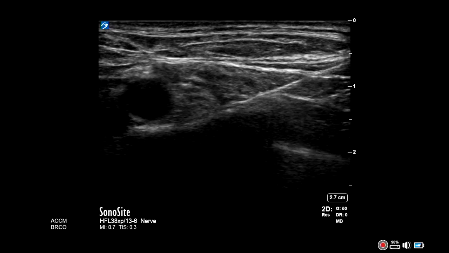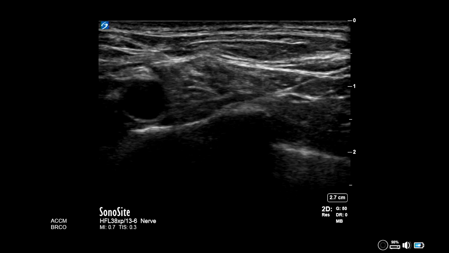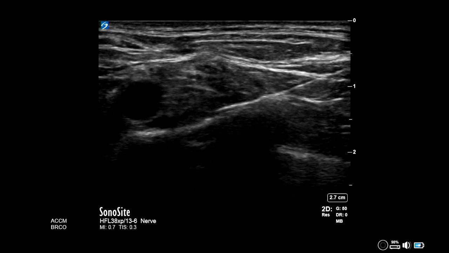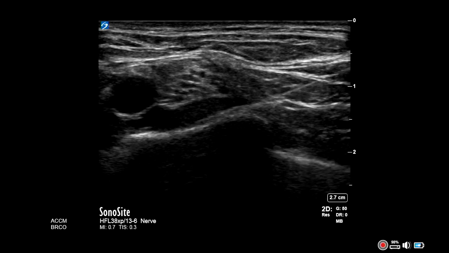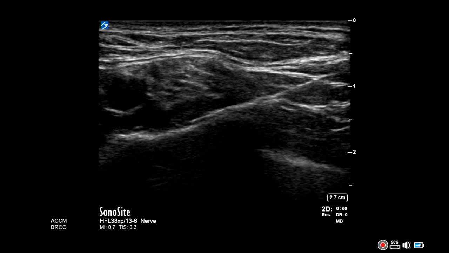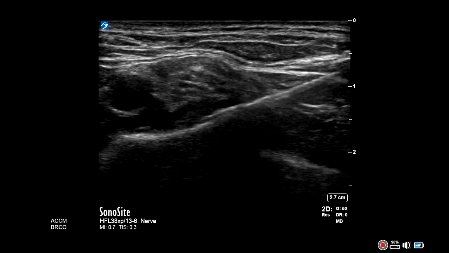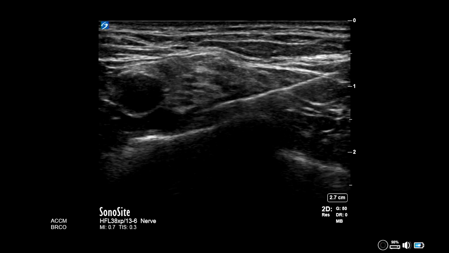We first deposit local anesthetic between the first rib and the inferior trunk. In addition to coating the inferior aspect of the brachial plexus, it also pushes the brachial plexus more superficial, making the remaining block more easily accomplished.